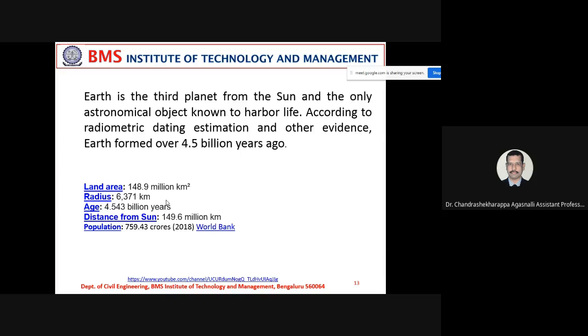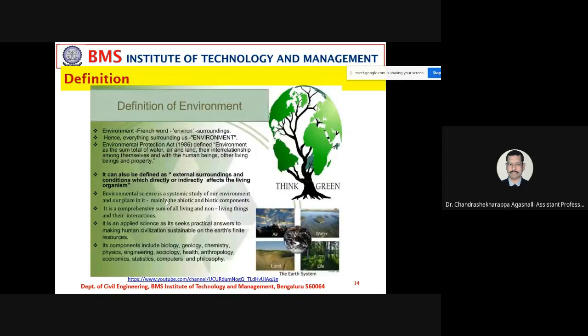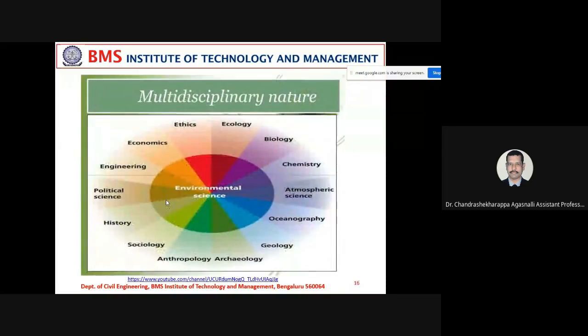Its age is 4.5 billion years, and the distance from the sun is 149.6 million kilometers. The population is 759 crores as per 2018, the statistics from the World Bank. Okay, all this we discussed in the last class, so I'm not going to touch it this once.